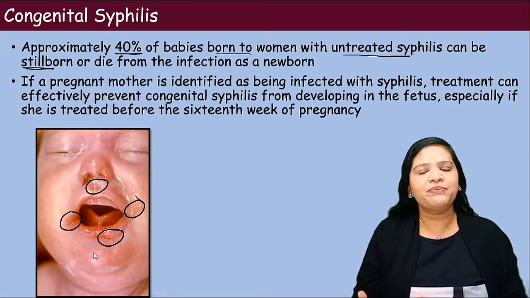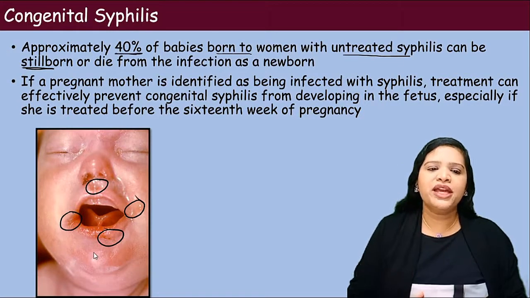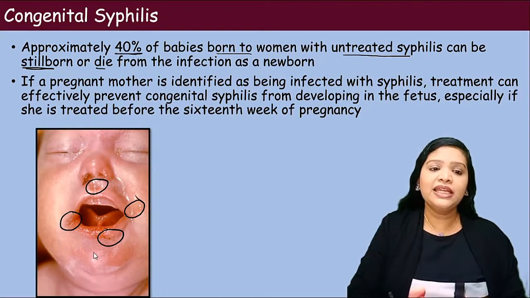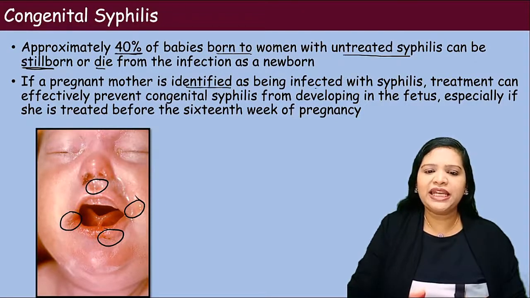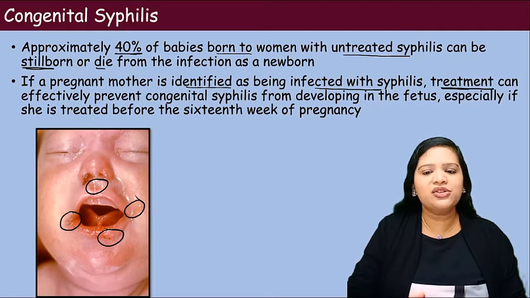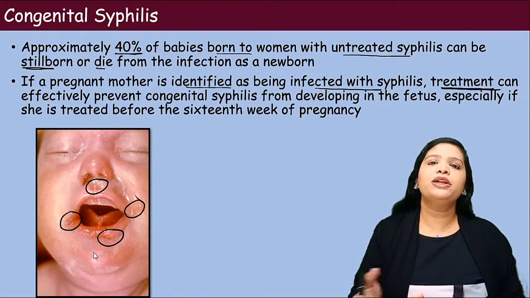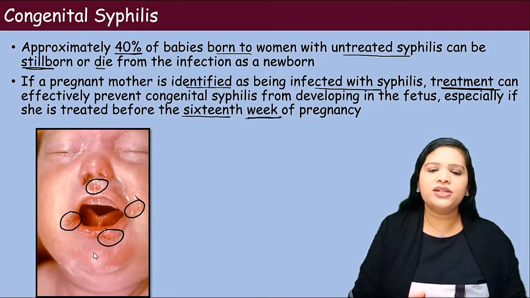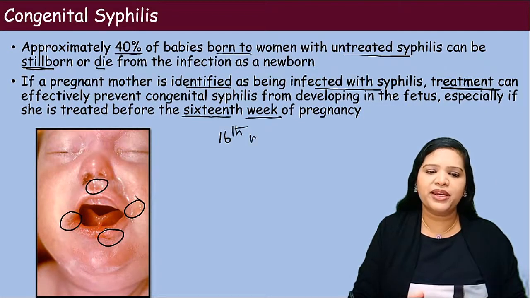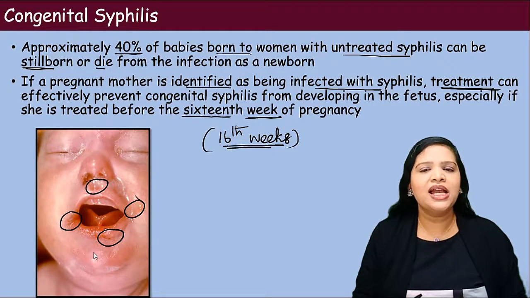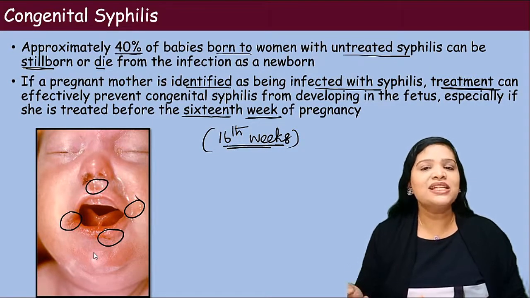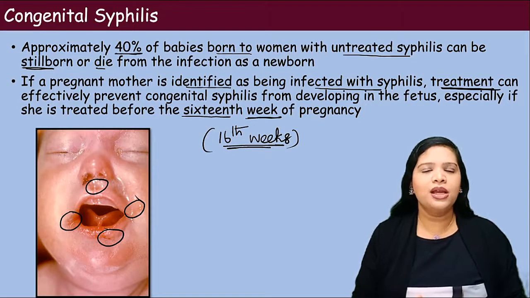The baby may die in the womb itself, or if born, will have complications later. If a pregnant mother is identified as being infected with syphilis, we have to give immediate treatment. Then only the infection will not spread to the fetus. Particularly, it is better to give the treatment before the 16th week of pregnancy. So if the mother is pregnant and has syphilis, it's better to give treatment before the baby has grown up to the 16th week. This may avoid all these complications for the newborn.